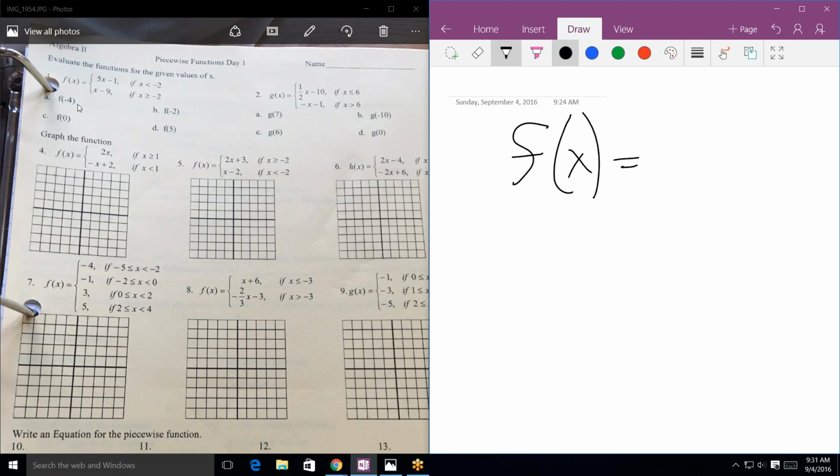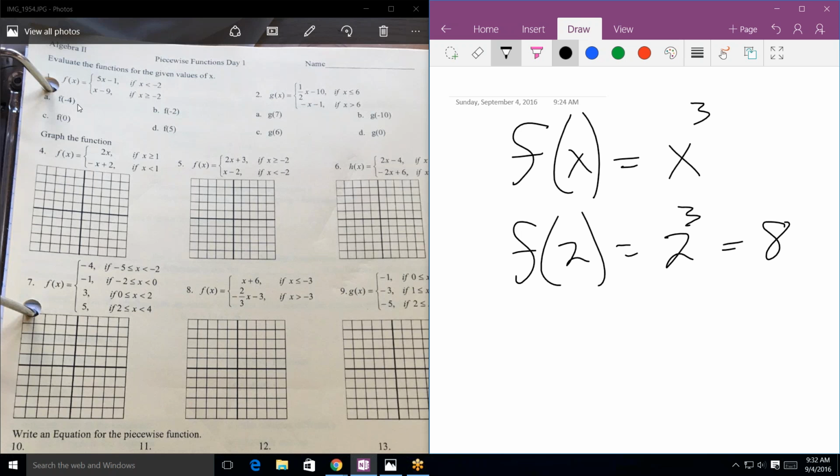If f of x is equal to x cubed, what's f of 2 equal to? No, what you do is you take whatever's in the parentheses and you plug it in for x. 2 to the third power then. So 2 to the third, or 8.